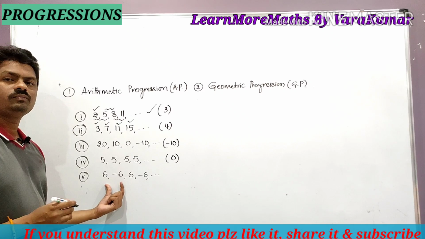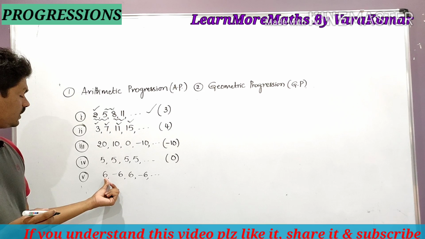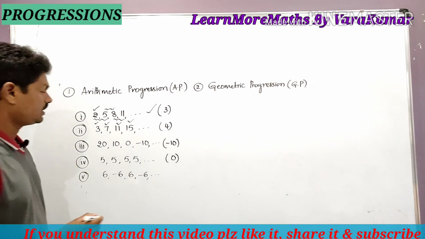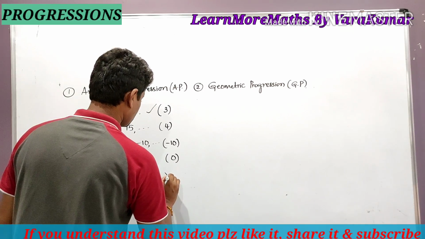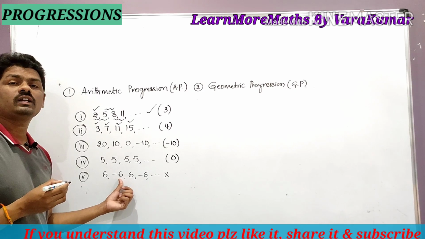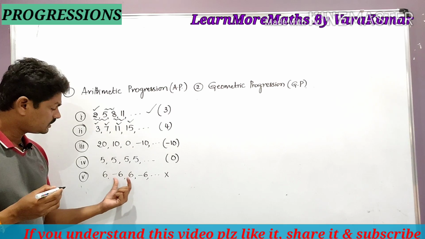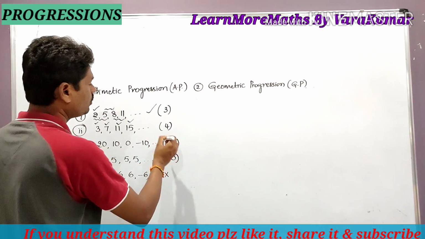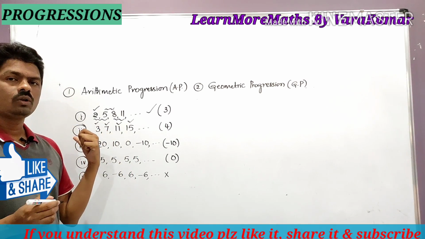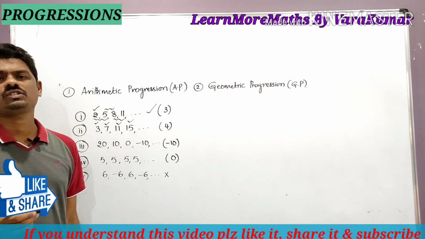Is there any relation between the terms? See here, it is 6, minus 6, like again 6, again minus 6. Here we are not getting it by adding or subtracting a fixed number. If you add 1 to 6, you get 7. If you subtract 1, you get 5. But here it is 6, minus 6. Except this, in all the lists of numbers from 1 to 4, a fixed number is added to get the next number, except for the first number.